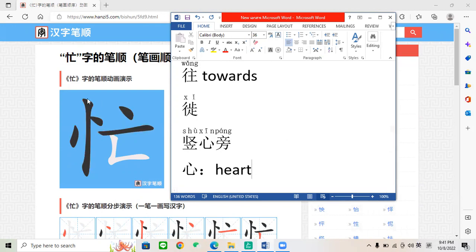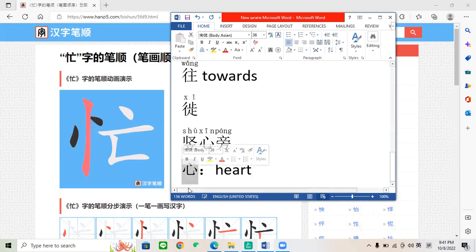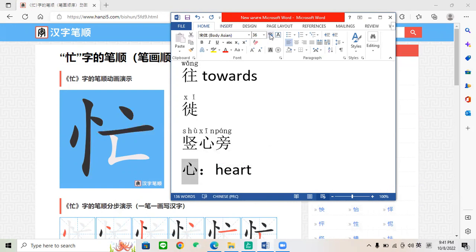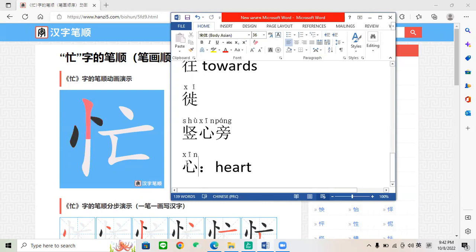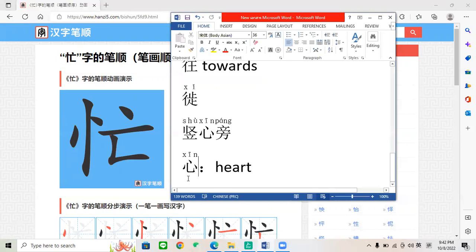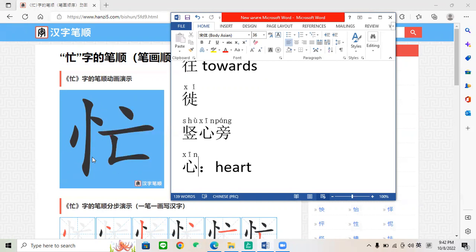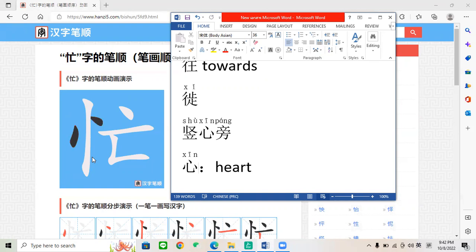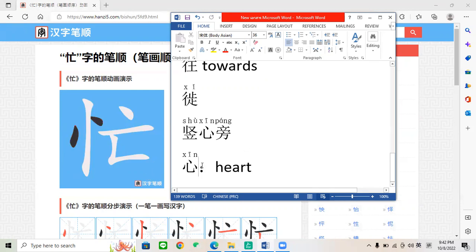So this vertical heart actually comes from the Chinese character heart, 心. Why does it come from 心? You can imagine, Aaron, if we make this bending into vertical, is it similar? Yeah, it's similar, right? So most of the radicals change from Chinese characters, right? So 竖心旁, the radical of vertical heart, comes from the character heart.